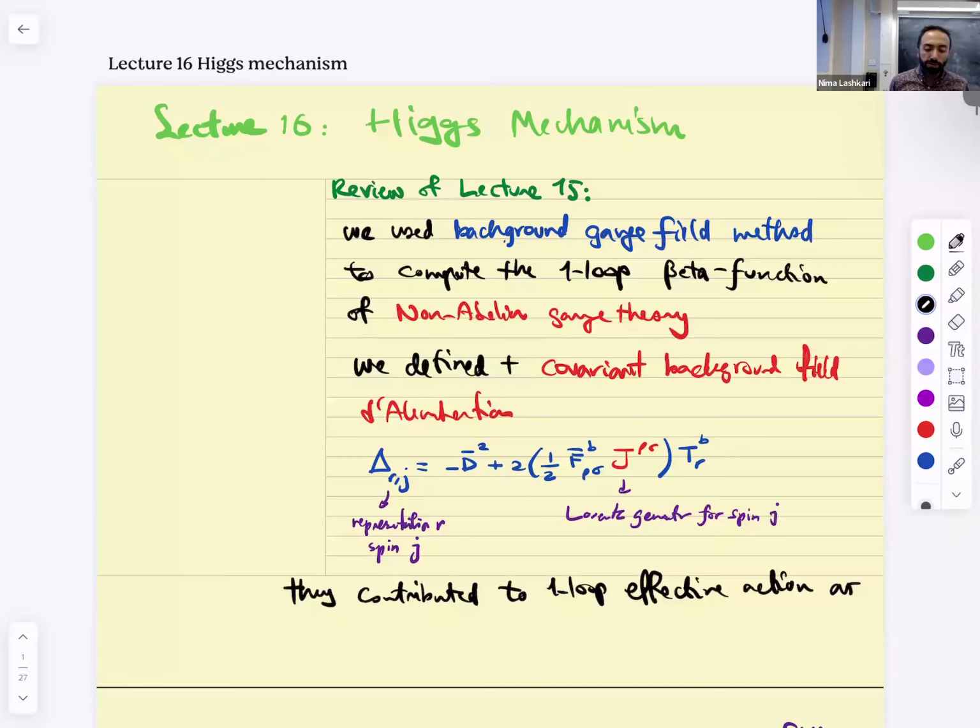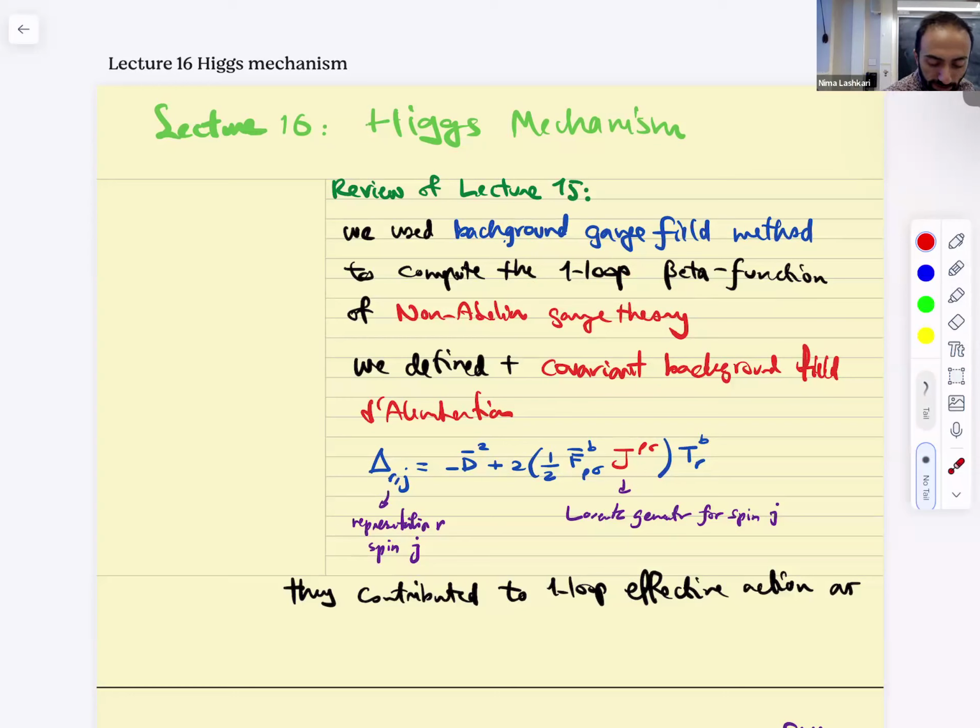As usual, I'll start with a review of lecture 15. So if there are any questions, ask. In the previous lecture, we used the background gauge field method to compute the one loop beta functions of non-abelian gauge theory.